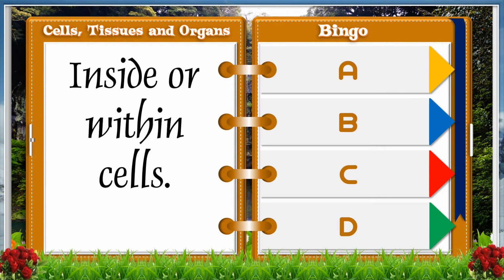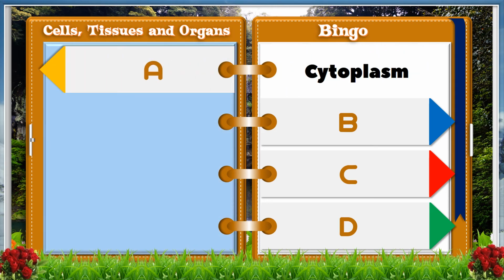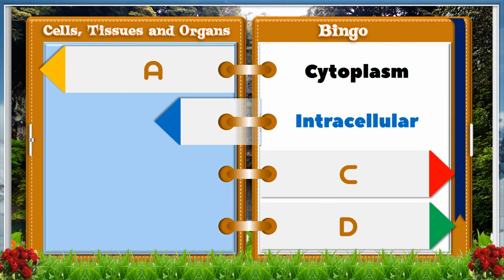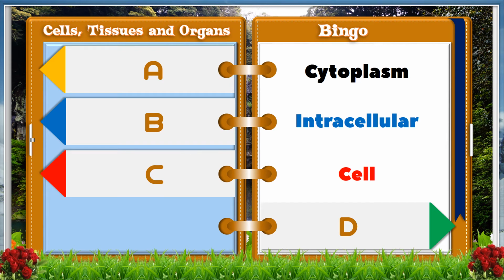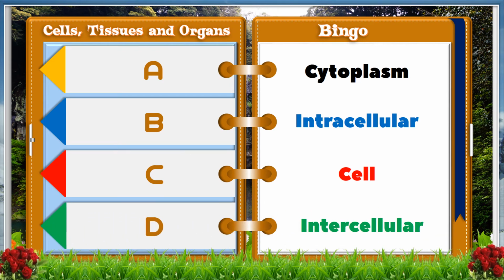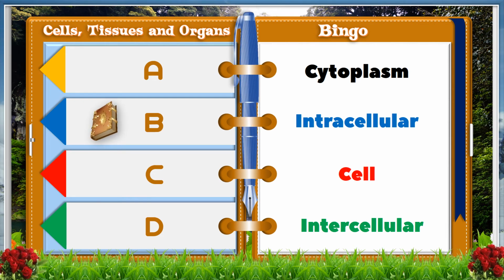Inside or within cells. A. Cytoplasm. B. Intracellular. C. Cell. D. Intercellular. And the answer is B. Intracellular.